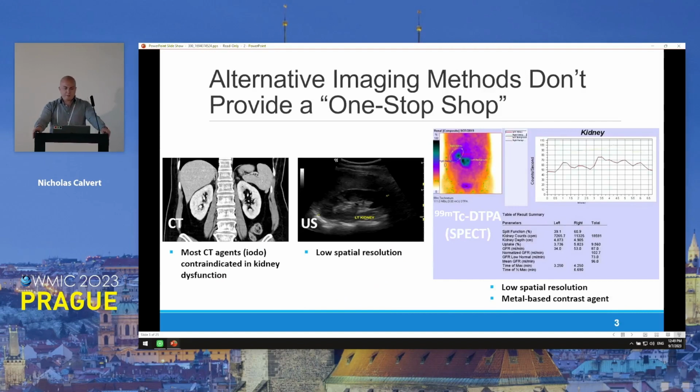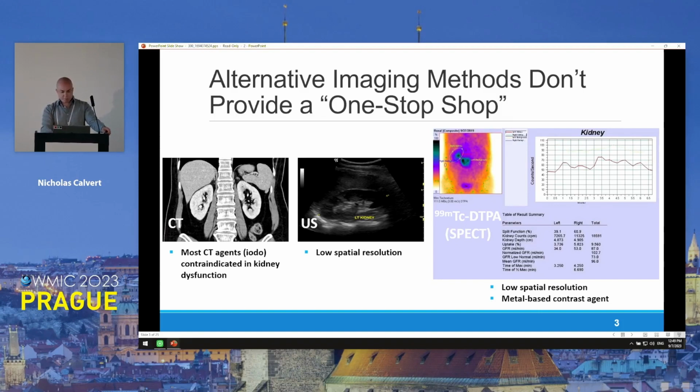There are alternative methods for kidney imaging to look at function, both qualitatively and quantitatively, but they don't really provide a one-stop shop, and they don't really provide the things that we get with MRI through DCE. There's things like CT, but a lot of the CT agents we use now can't be used in severe kidney disease patients. There's ultrasound, but the spatial resolution is low. And there's also SPECT-based agents, especially with technetium-99m DTPA, but again, lower spatial resolution and metal-based contrast agents with similar contraindications.